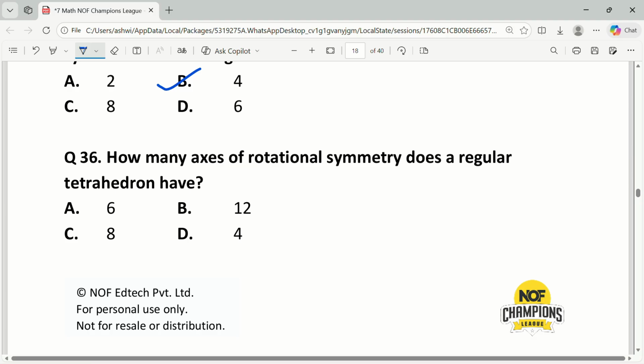Question 36. How many axes of rotational symmetry does a regular tetrahedron have?